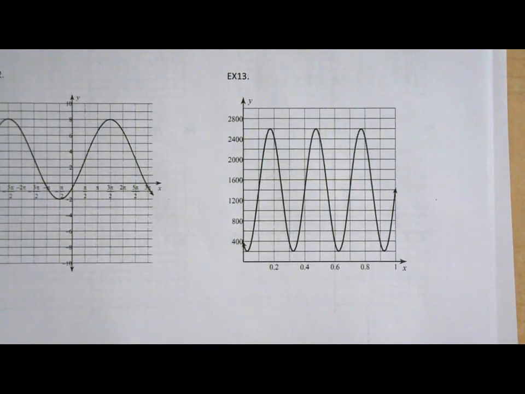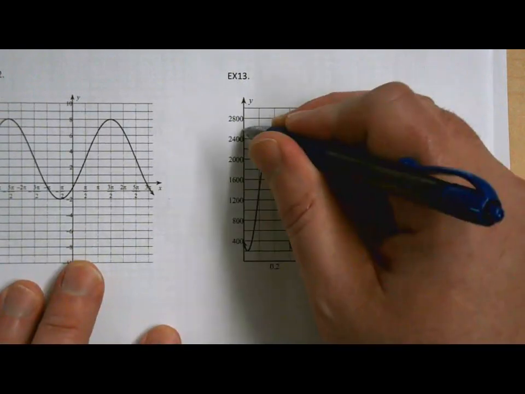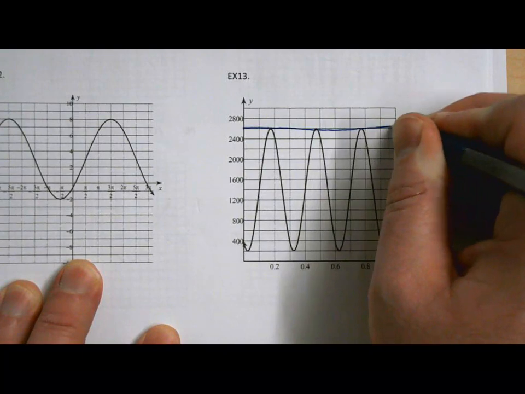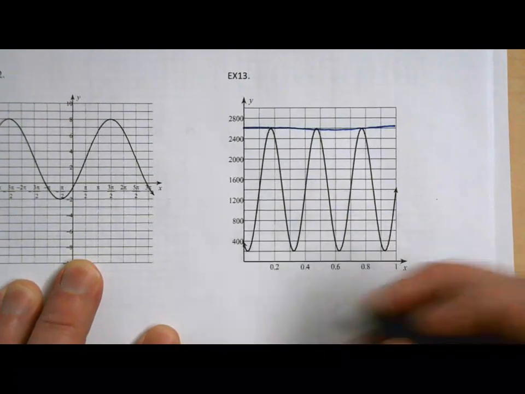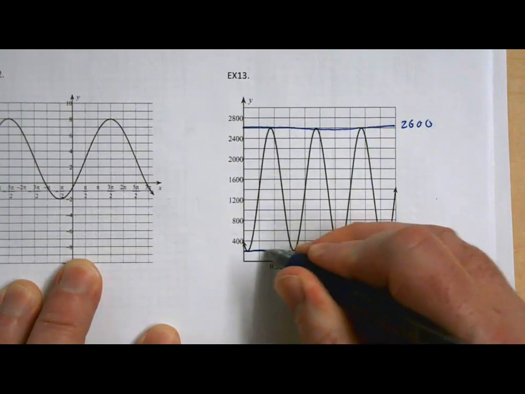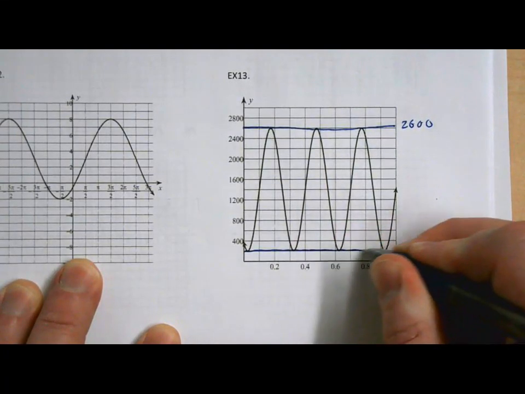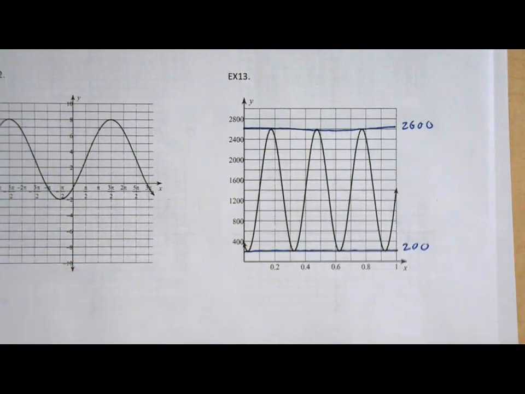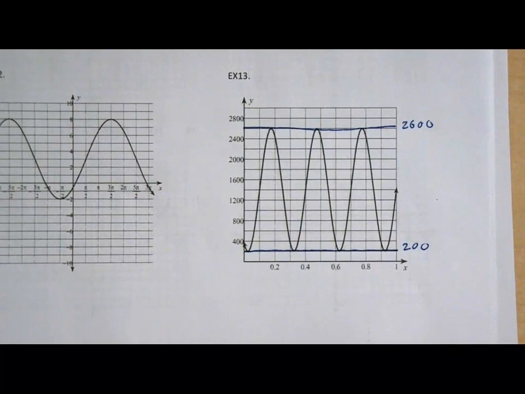This isn't bad. Can I get you guys to draw your 3 horizontal lines on here for me? It's pretty clear that one of them is at, where's the top one? It's halfway between 2400 and 2800. That's 2600. And the bottom one is at, what's that, 200? So what's the average of 2600 and 200? 2600 plus 200 is 2800 divided by 2 is 1400.